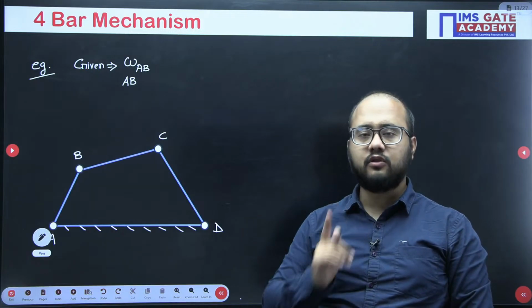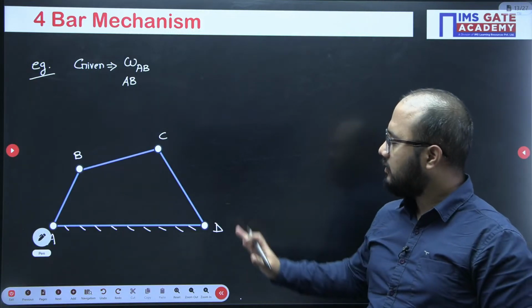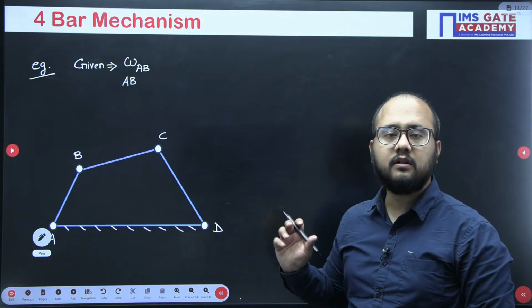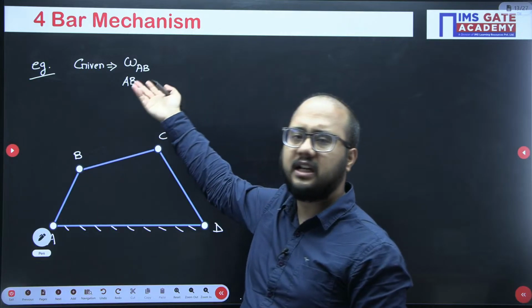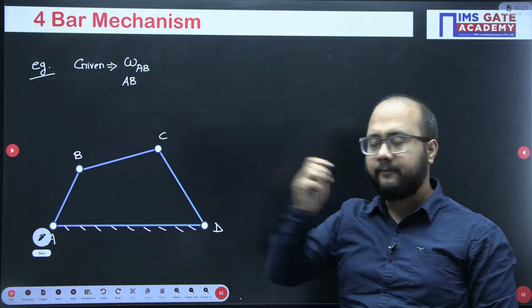We will solve one question also, don't worry about that. But first of all, we need to know the steps that we need to take here. So that's why any random value you can assume: 2 radian per second, 5 centimeter for the AB link.